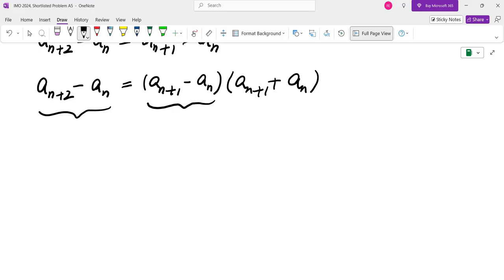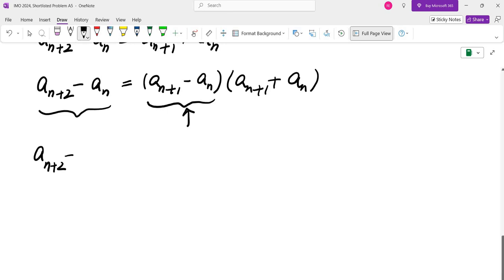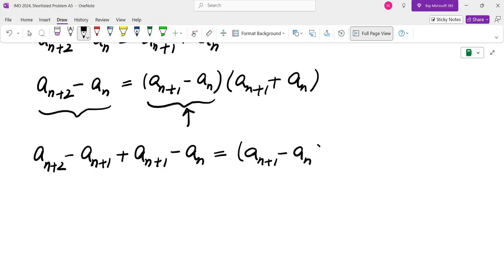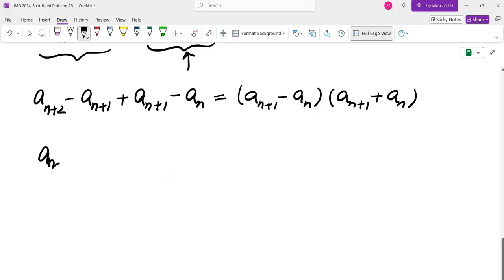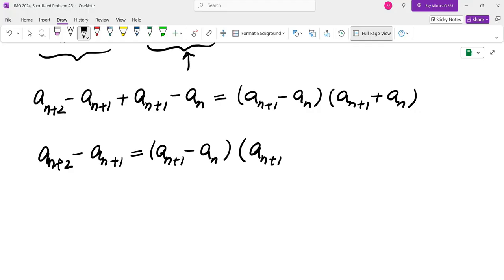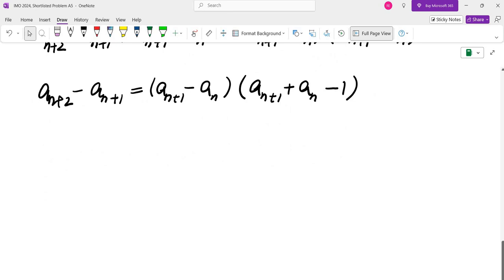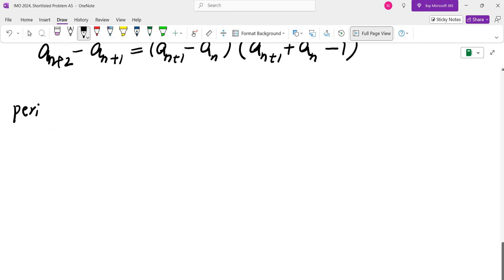Now, if I want to look at only the difference of consecutive terms, I can rewrite this in a more systematic way. So subtract a_{n+1} and add a_{n+1} to get the difference of consecutive terms only. And if we do that, then we get this factorization: a_{n+2} minus a_{n+1} equals a_{n+1} minus a_n times a_{n+1} plus a_n minus 1. Now, I want to look at the period and see what happens if the period is 3. So that's the next thing that I did. So let's see what happens if the period is 3.